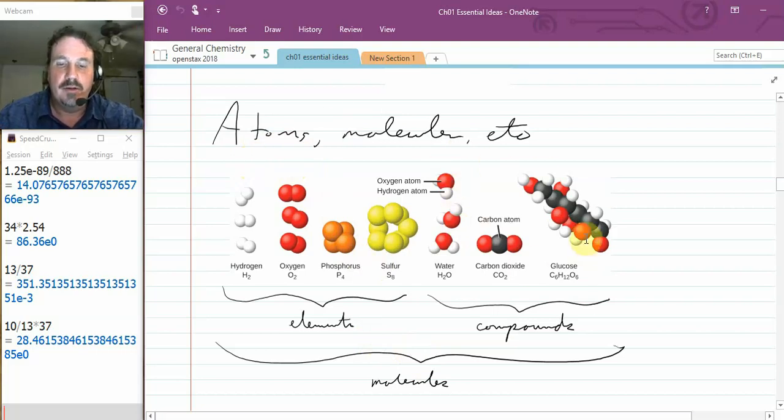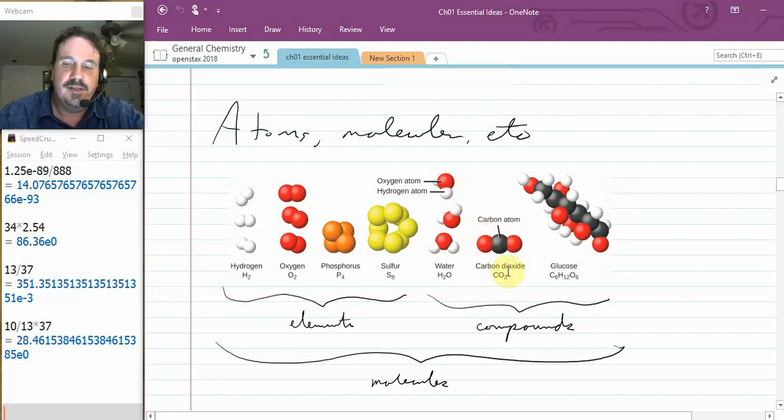On the other side here, we have different types of atoms that are making up those molecules. So water, for example, H2O, 2 hydrogens and 1 oxygen. It's different types of atoms, but they're still stuck together. That whole thing is a molecule, but it's not an element.